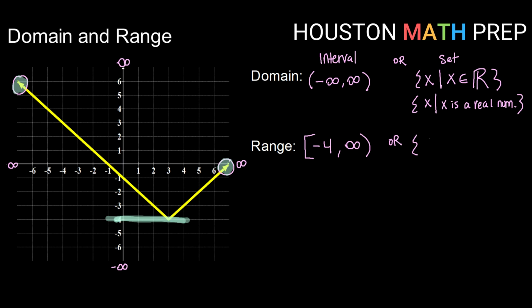If we wanted to do set notation for that, we would say y, not x, oops, y such that we can either say y is greater than or equal to -4, or we could also say y such that y is between -4 and infinity. However you're more comfortable with writing that.